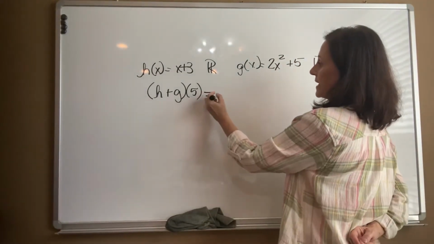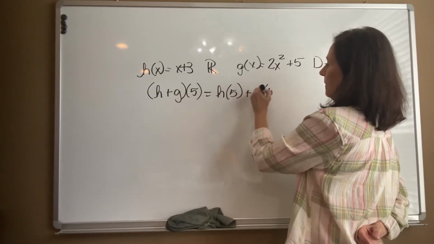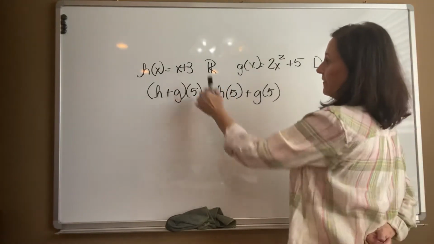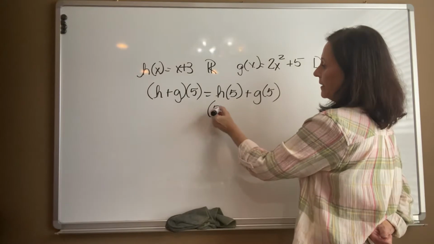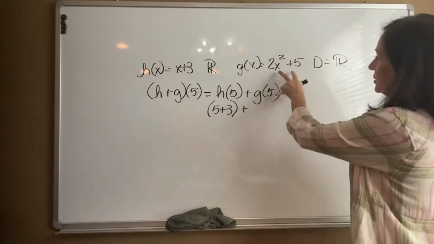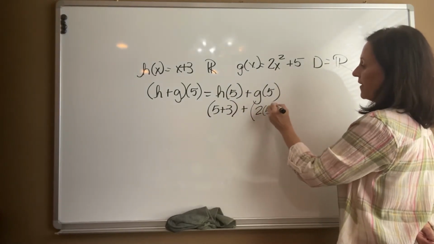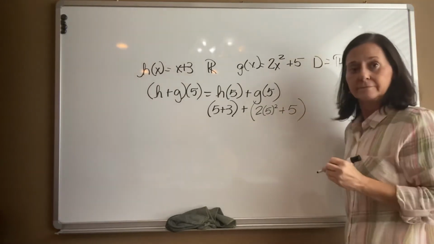So this is really the same thing as h of 5 plus g of 5. So we plug in 5 into h of x, and it's 5 plus 3. Then we plug in 5 to g of x. So it's 2 times 5 squared plus 5.